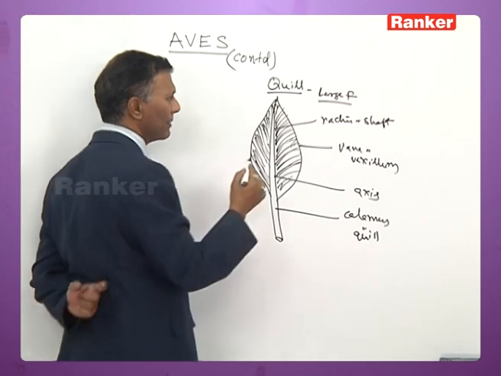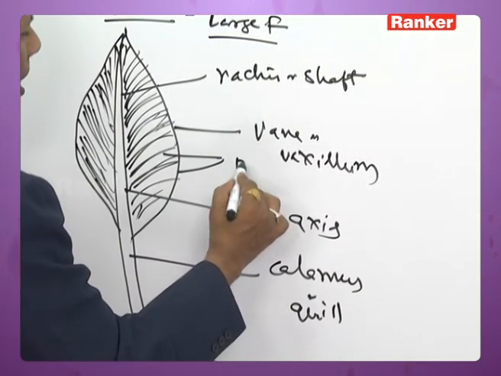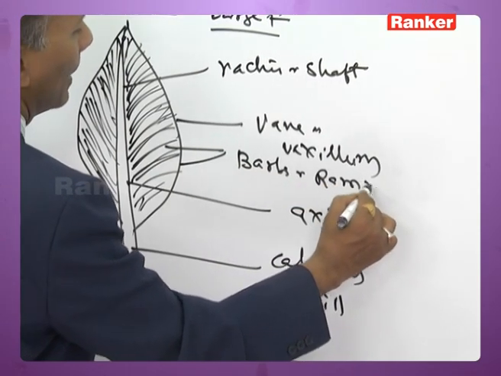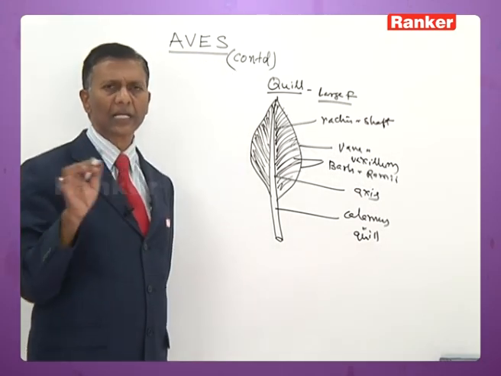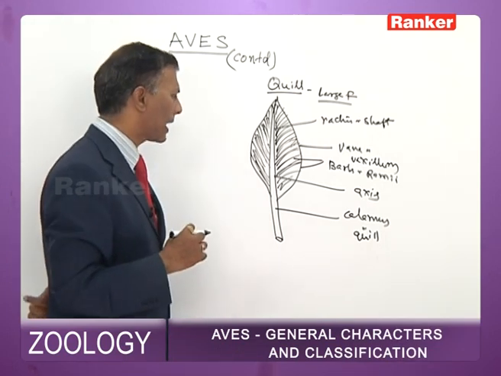vein or vexillum. These thin hair-like structures are called barbs or rami. Those thin hair-like structures arranged traversing through the entire vein are called barbs or rami.